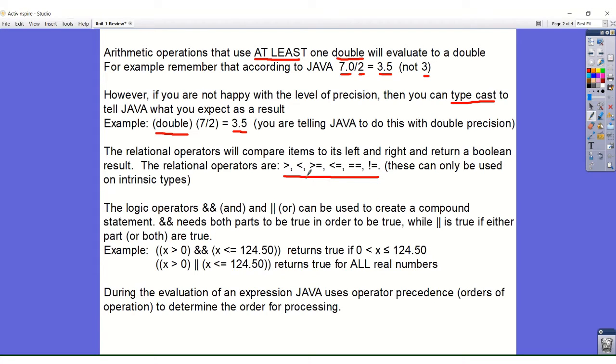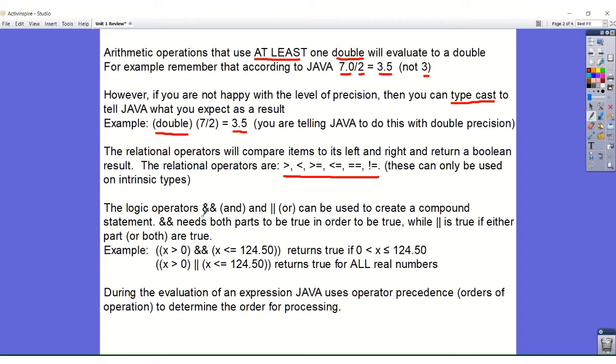So these comparisons are between things like integers or doubles or booleans. You wouldn't be able to compare two bank accounts with a greater than symbol, or compare two dogs with a double equal to see if they're equal. It won't work correctly on that. Well, it won't work the way you think it would.